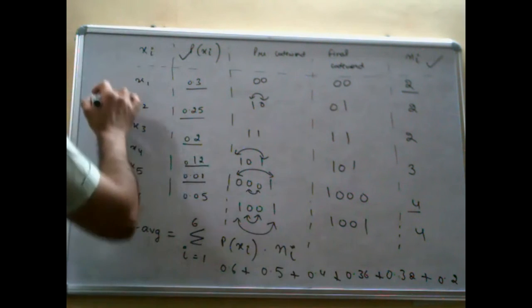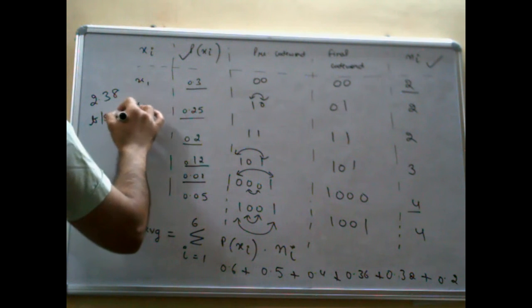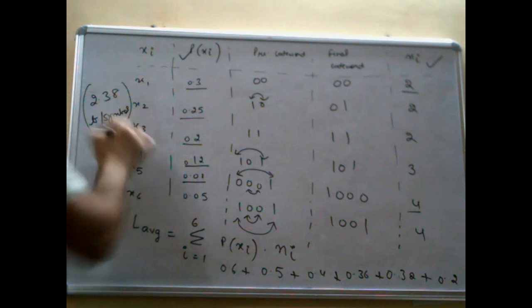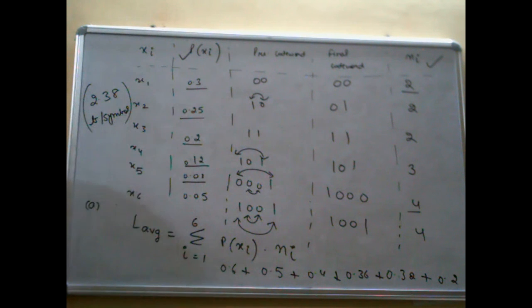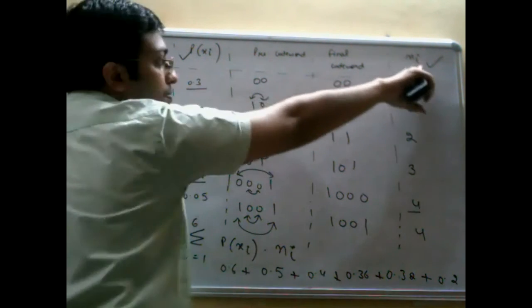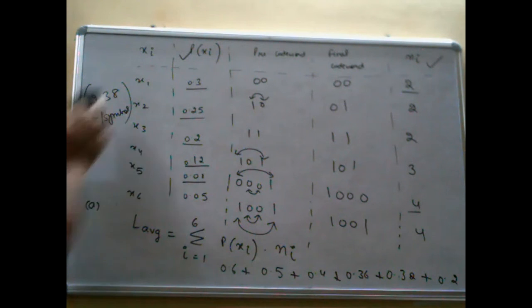So the answer is going to be 2.38 bits per symbol, or pixel. If we are talking about pixel values, it will be bits per pixel. If we are taking it as symbols, it will be bits per symbol. This L average, is it clear to you? Multiply this with this, just add the result, and you will get 2.38. Okay. Now, the second part.